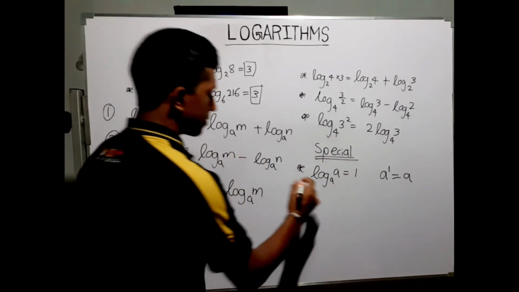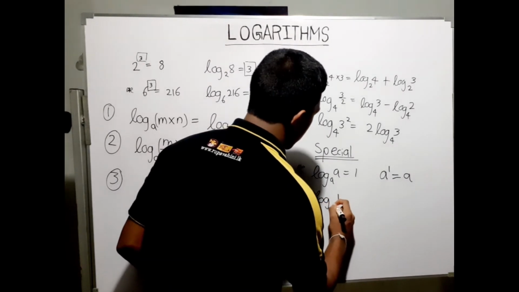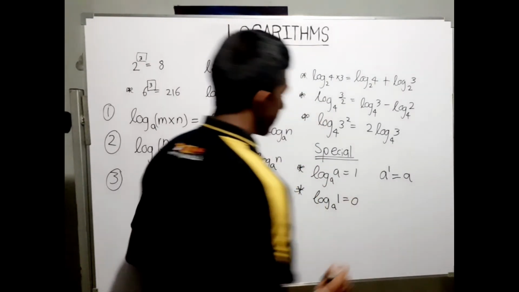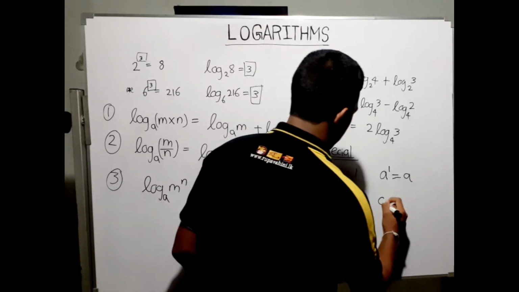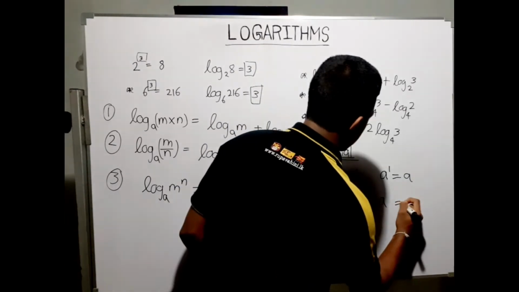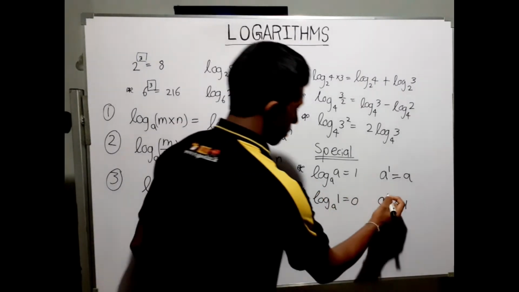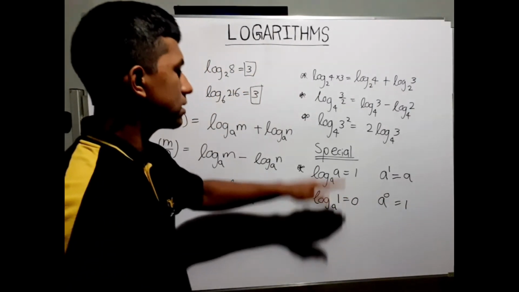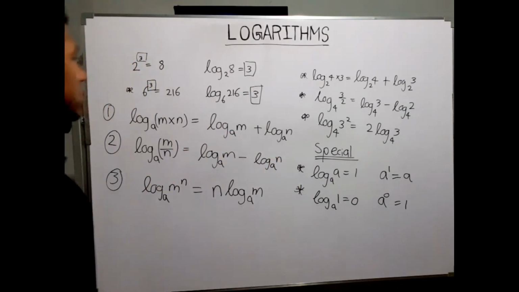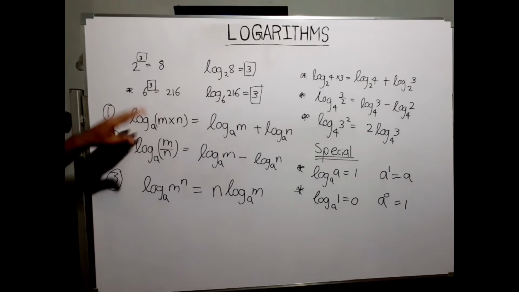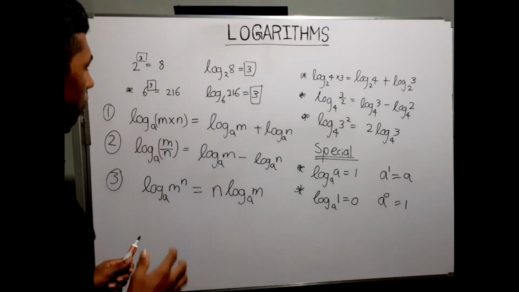Now the second special thing we need to know is log value of 1 to the base a is equal to 0. The reason for this being equal to 0 is because a to the power something should be equal to 1, and we all know that anything to the power 0 is equal to 1. So this forms the second special thing we need to keep in mind. With that, we looked at the general three concepts and the three rules that form the foundation of logarithms. So now we'll move on.